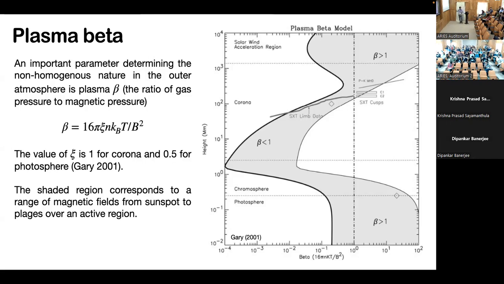Anyway, the point I wanted to show here is how the plasma beta varies within the solar atmosphere. This is the height within the solar atmosphere. These dashed lines show different regions in the solar atmosphere. This bottom portion is the photosphere. In between these dashed lines is the chromosphere, and these two lines is the corona.